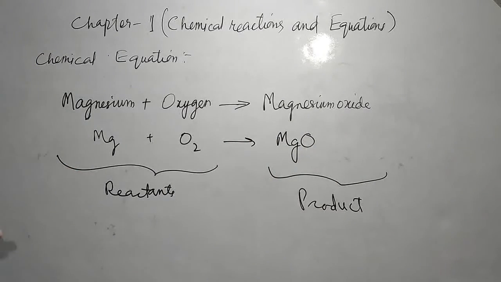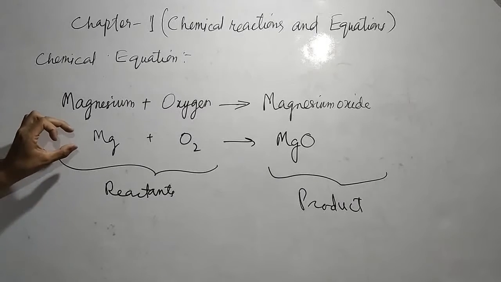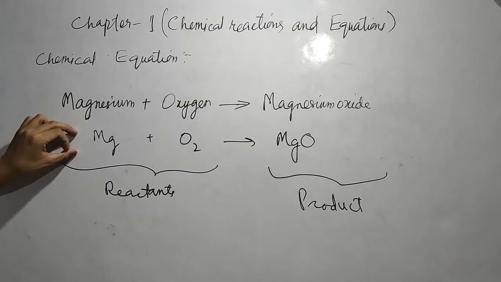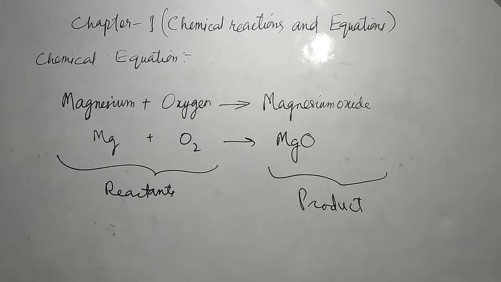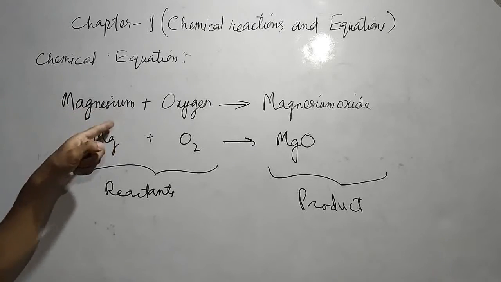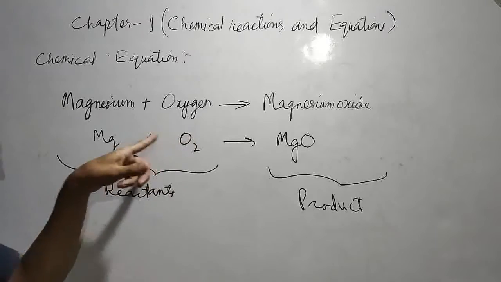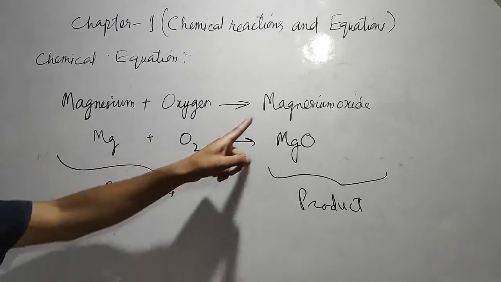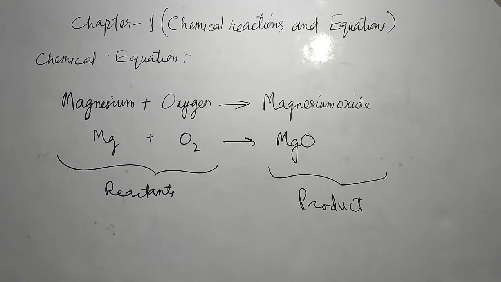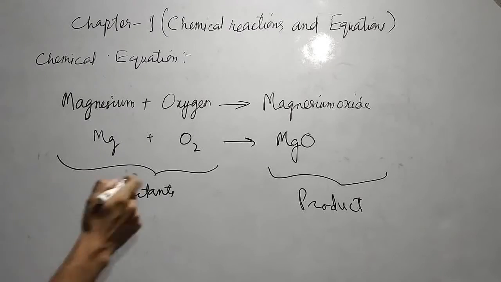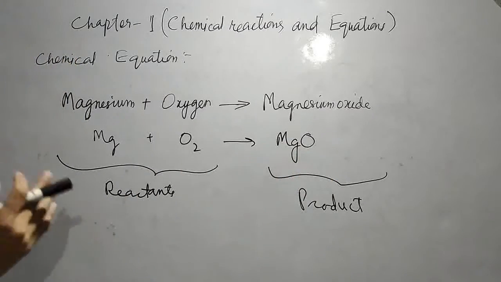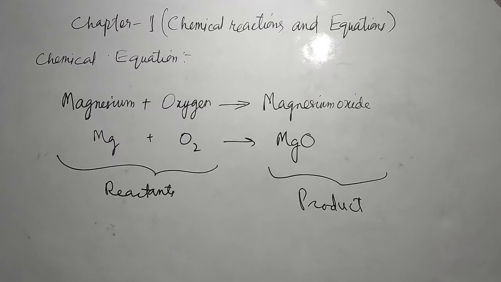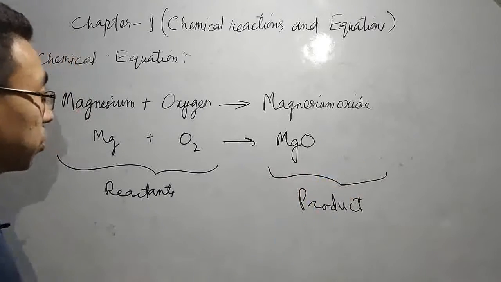Now if we represent it in terms of symbols, this is the actual chemical equation, and the earlier one is the word equation. For magnesium it is Mg, for oxygen it is O2, the oxygen molecule, and magnesium oxide is MgO. Here we don't write O2 in MgO. The reason I shall tell you in another video; it comes from the idea of valency and valence electrons.